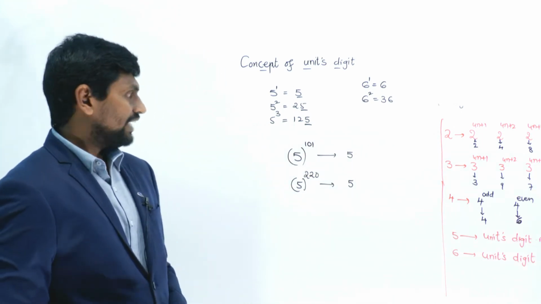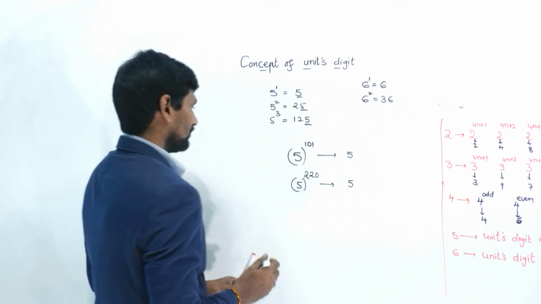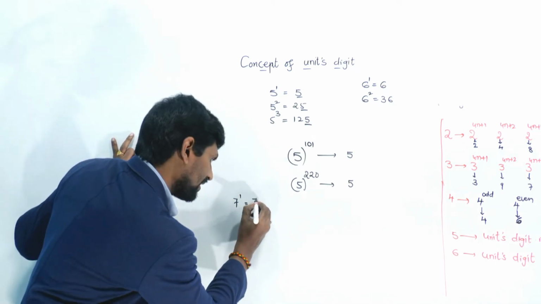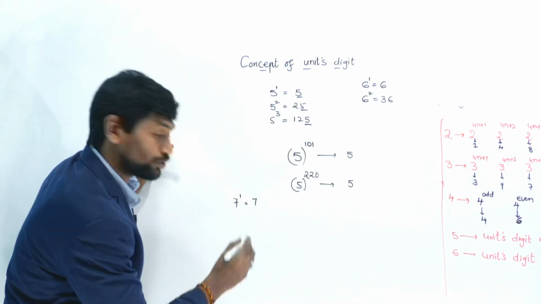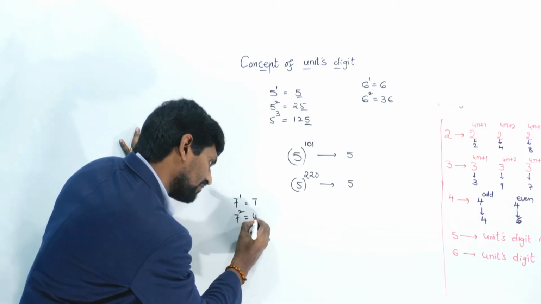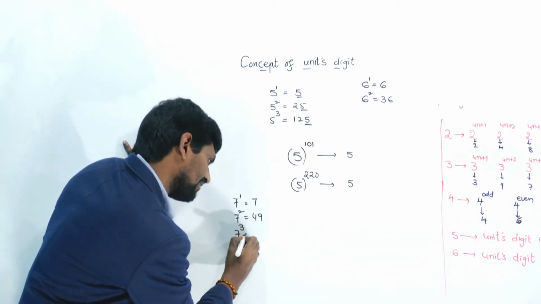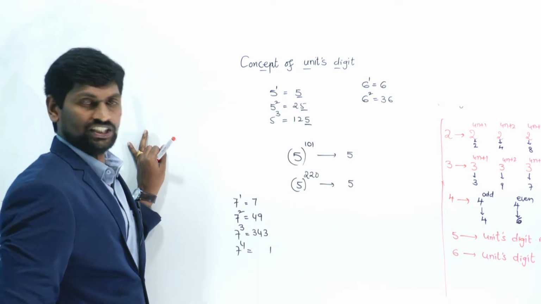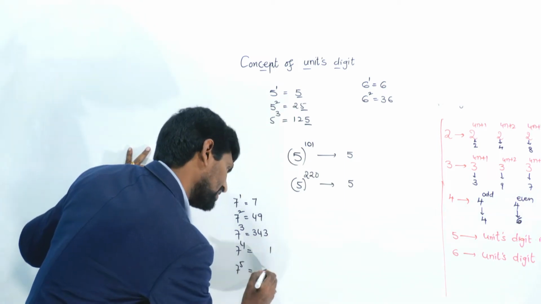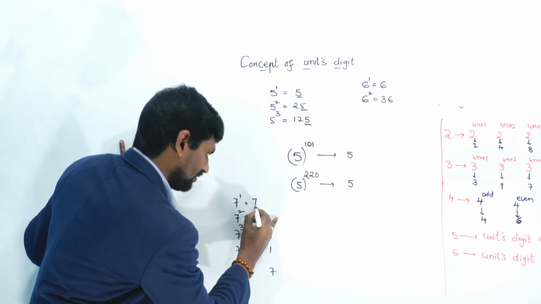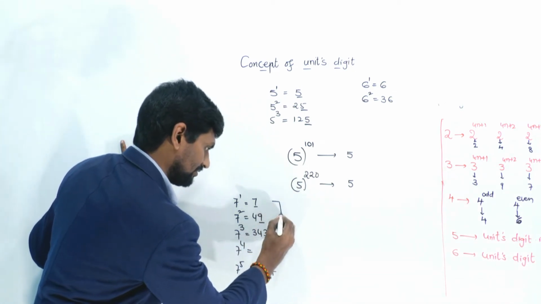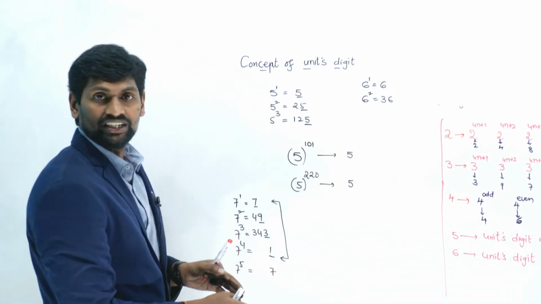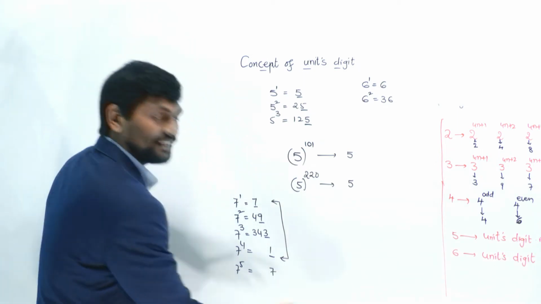Okay, no? Let us go through 7. 7 power 1 value is 7. Am I right? Now 7 square value is 49. 7 cube value is 343. 7 power 4 value ends with the digit 1. 7 power 5 value ends with the digit 7. So here 7, 9, 3, 1. Up to 4 terms, the units place digits are different. Again, from the 5th term onwards, it is repeating.